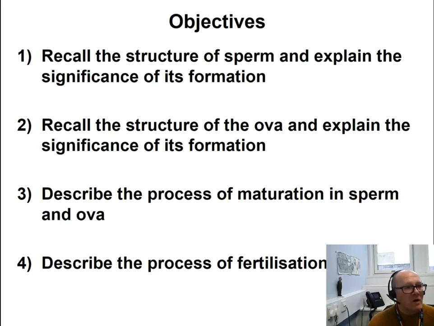So what did we learn now? In this lesson, we should be able now to recall the structure of sperm and explain the significance of its formation, recall the structure of the ova, the eggs, and explain how it is formed, describe the difference between meiosis of the two gametes, describe, of course, the maturation steps for the sperm, and describe the process of fertilization.